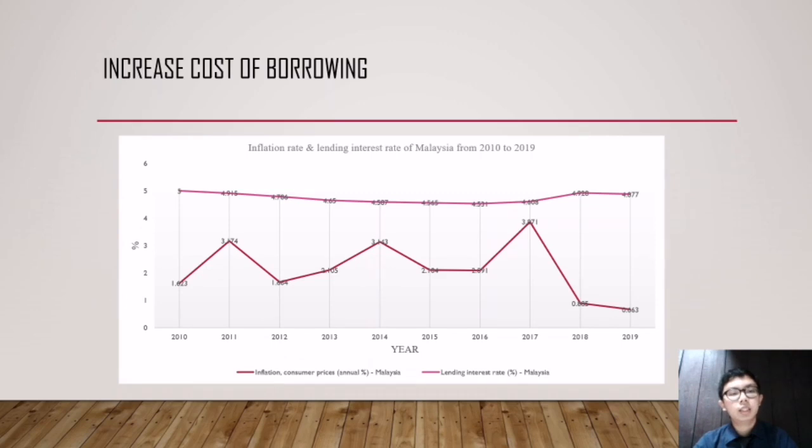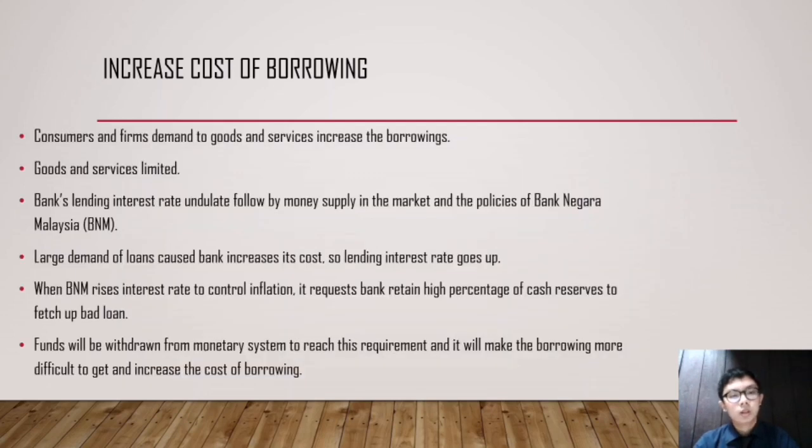And next is increased cost of borrowing. This is the graph of inflation rate and lending interest rate of Malaysia from 2010 to 2019. So, consumers and firms' demand for goods and services increases borrowings to fund these supplies, and it raises the money supply in the market, while the supply of goods and services has been limited.